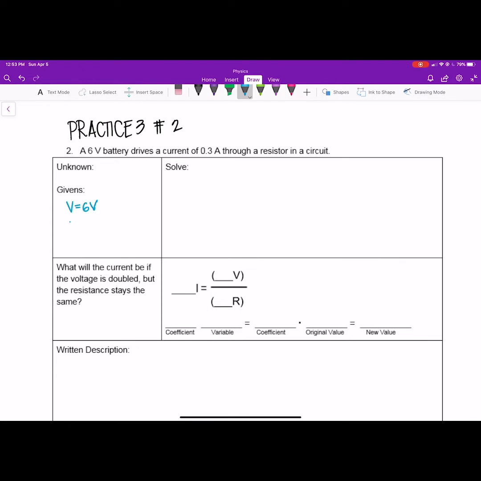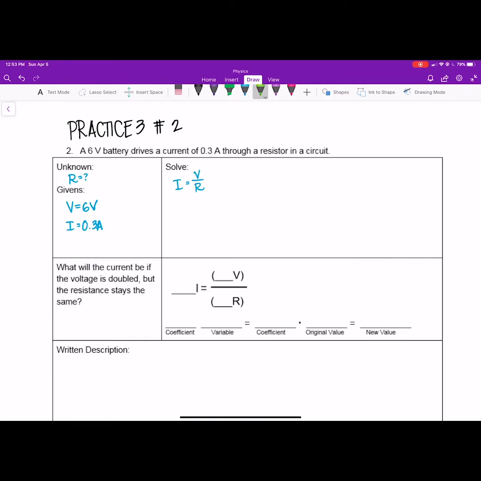And there's a current of 0.3 amps running through it. And so that means we need to find out what our resistor is, because we have V, we have I, we just don't have R. So our equation that we start off with is I is equal to V over R.